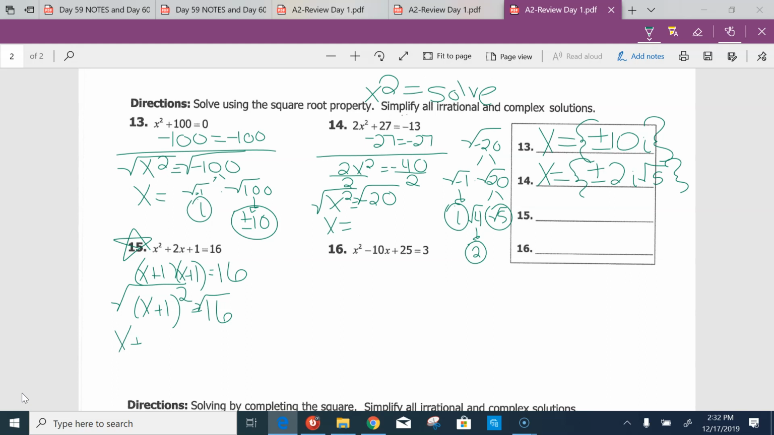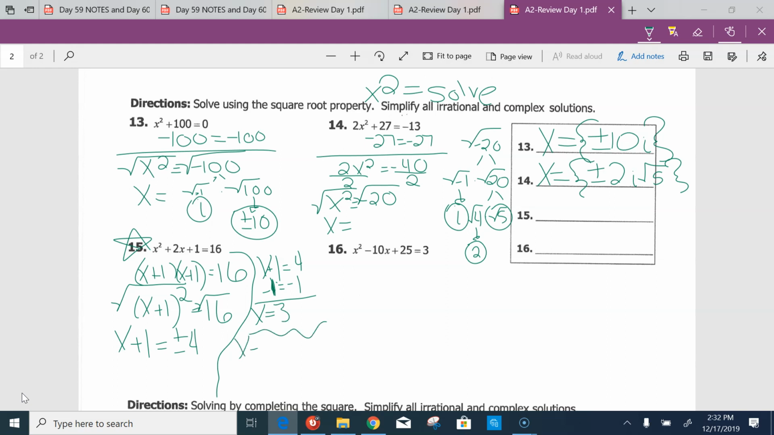So I get x plus 1, that comes out of the parentheses. What are the square roots of 16? Positive and negative 4. So what I'm going to end up with is two equations. x plus 1 equals positive 4. So I subtract 1 from both sides, and you get x equals what? 3.